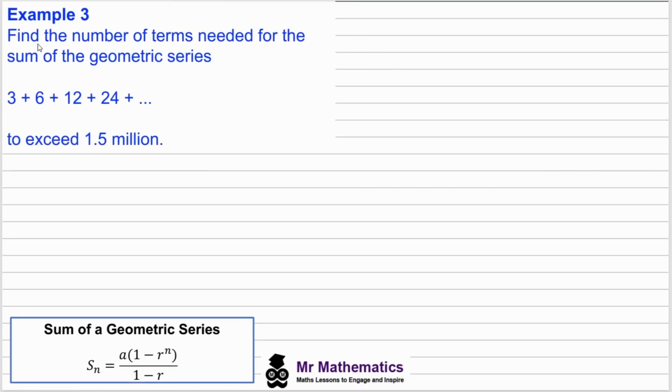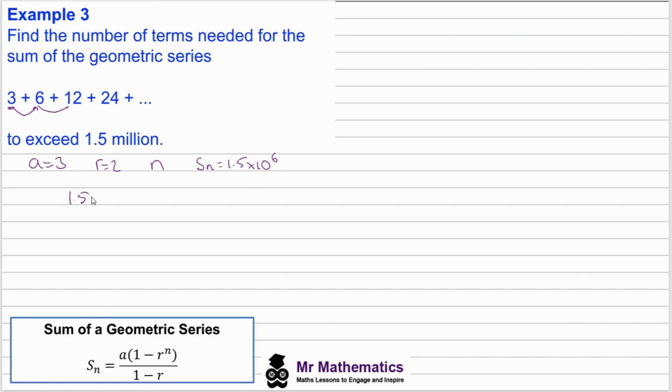Okay, so for example 3, we've been asked to find the number of terms needed for the sum of a geometric series, this one here, to exceed 1.5 million. So the first thing we need to think about is the information we've been given. We know that A is 3. We know the common ratio is 3 times 2, 6 times 2, so R is 2. We're trying to find N, but we do know the sum of the series is 1.5 times 10 to the 6. So we can put this into our formula.